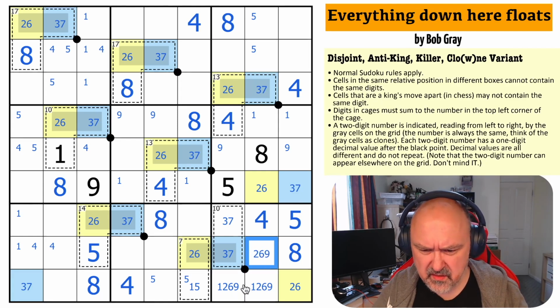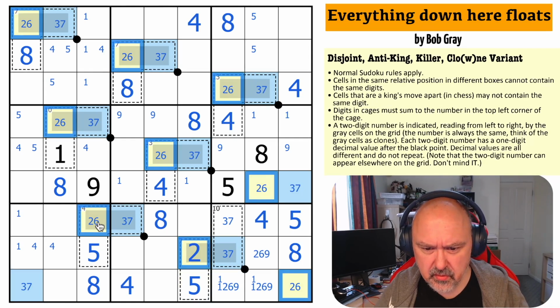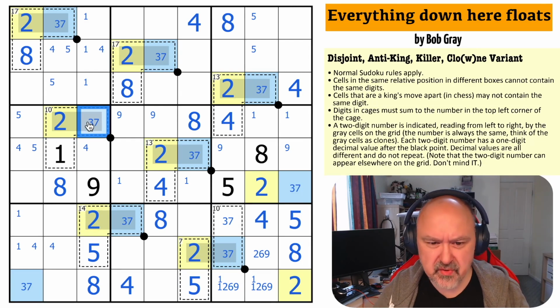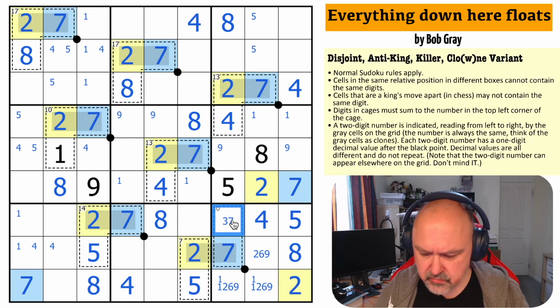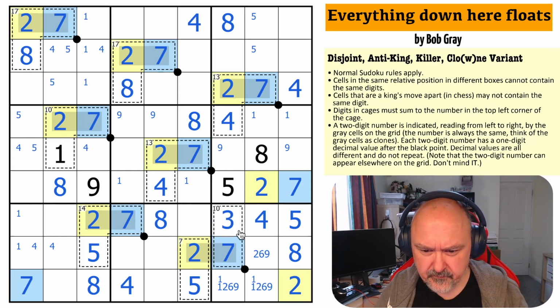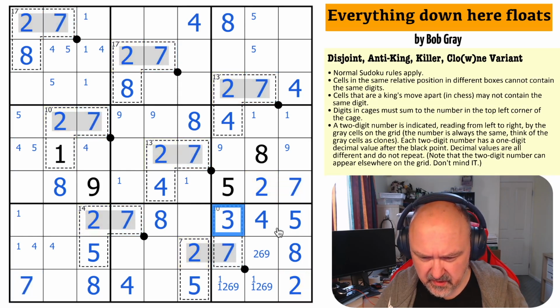This can't be one, so one is down here, and this can't be one because one is there. So one is down here. So this is actually a five. So this is not a five. So this is a two, and yellow is two, and so blue is seven. So this is a three, and that's a lot of digits, and I can now get rid of all the colouring.